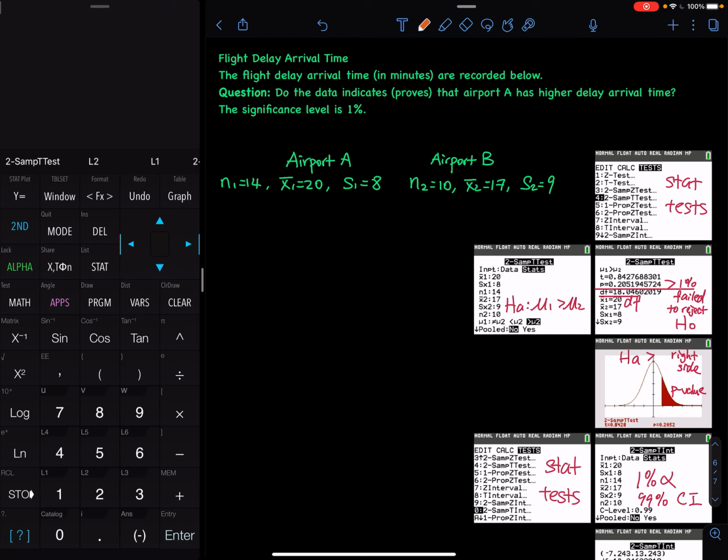Flight delay arrival time. The flight delay arrival times in minutes are recorded below. My question is, do the data indicate or prove that airport A has higher delay arrival time? The significance level is 1%.